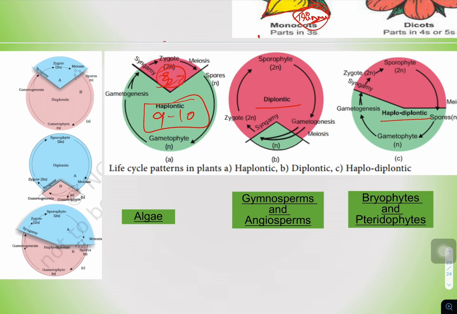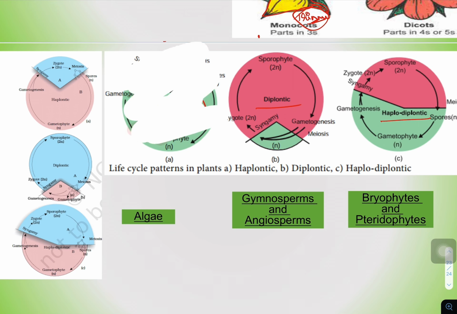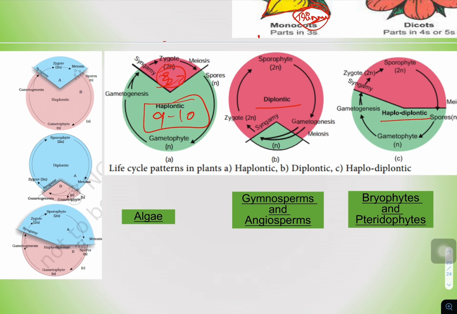Hence here gametophyte is the dominant phase, or gametophyte takes more duration for its development. Hence it is called a haplontic life cycle. Haplontic life cycle is a type of life cycle where the gametophytic phase is dominant and sporophyte is reduced to a very small period. Hence it is called haplontic life cycle. Example is algae.